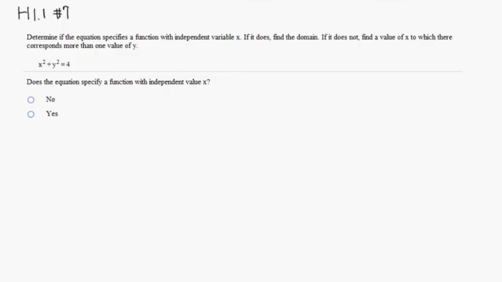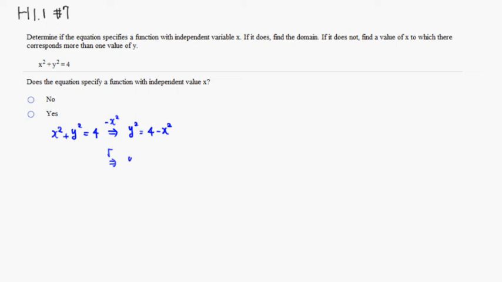So the first thing I would do is look at this, and you can kind of tell it's going to be a circle, but I'll do it this way. You have x squared plus y squared is equal to 4, and I'm going to try to isolate y. So subtract x squared, then you have y squared is equal to 4 minus x squared. Then since we want to isolate y, I'm going to take the square root of both sides.